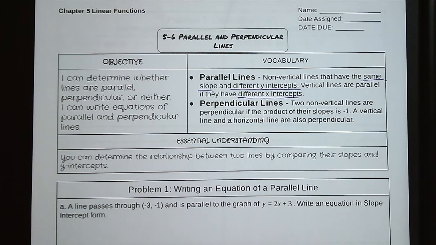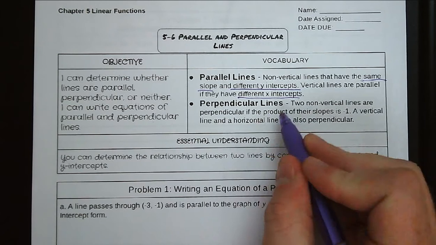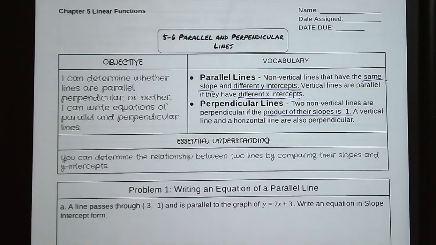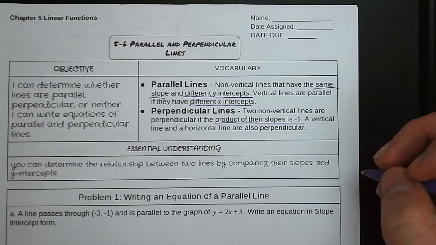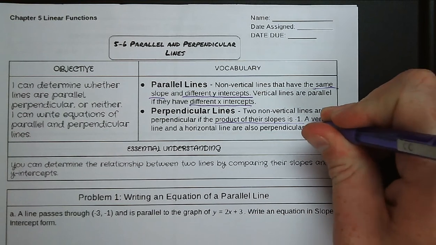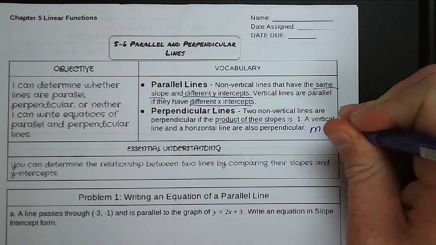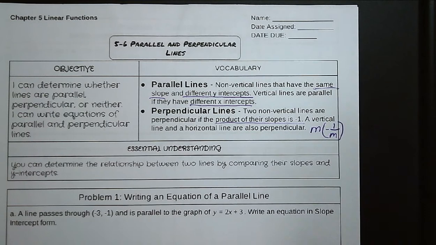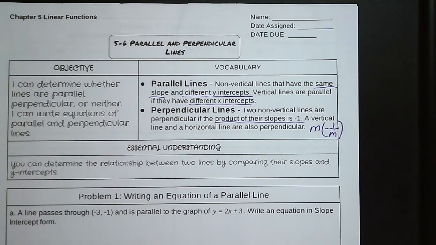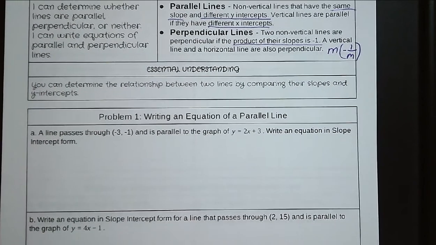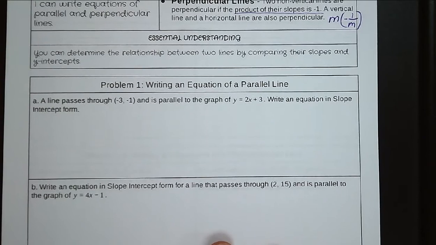Perpendicular lines: two non-vertical lines are perpendicular if the product of their slopes is -1. A vertical line and a horizontal line are perpendicular. So for the product of their slopes to be -1, they're going to be opposite reciprocals. So you would have m and -1 over m. If you multiplied those two together, your answer would be -1. Our essential understanding is that you can determine the relationship between two lines by comparing their slopes and y-intercepts.